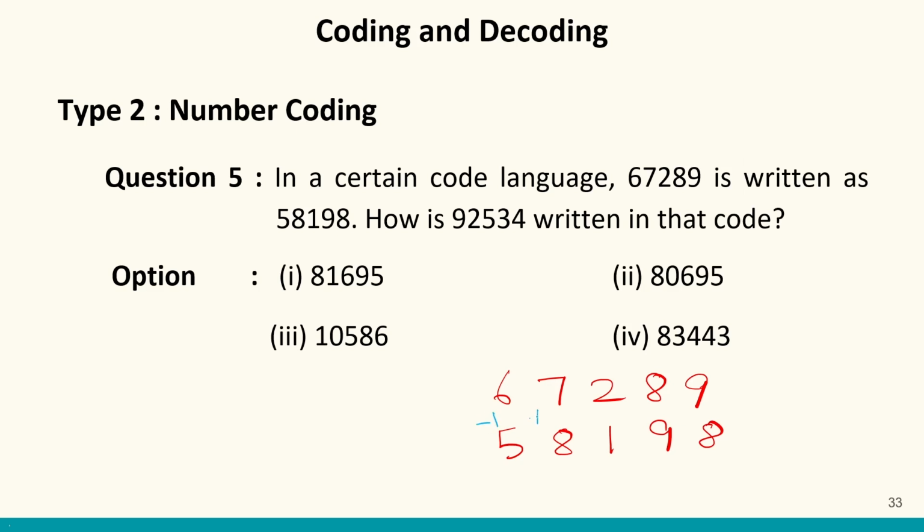Minus 1, plus 1, minus 1, plus 1 and minus 1. So similarly, let's do the same thing for this number. Minus 1 will give us 8, plus 1 will give us 3, minus 1 will give us 4, plus 1 will give us 4 and minus 1 will give us 3. So our answer will be 83443, which is option number 4. So option number 4 will be the correct answer.